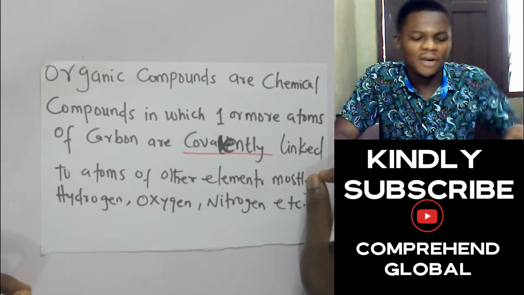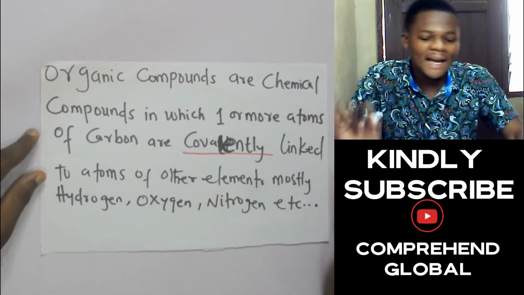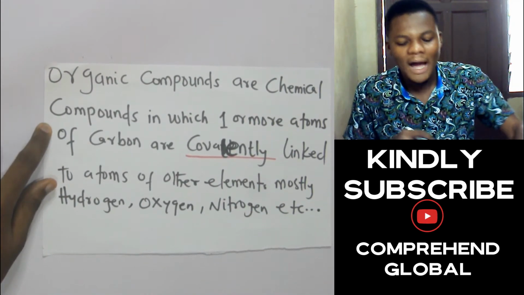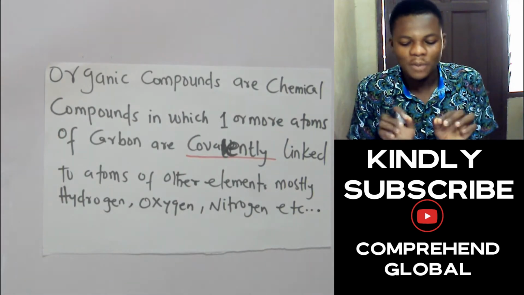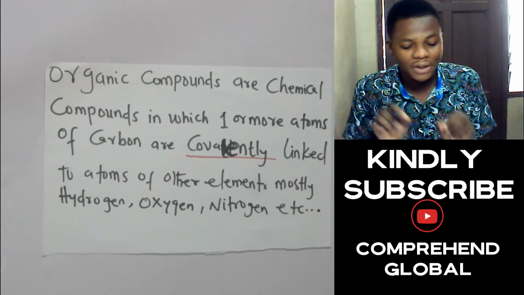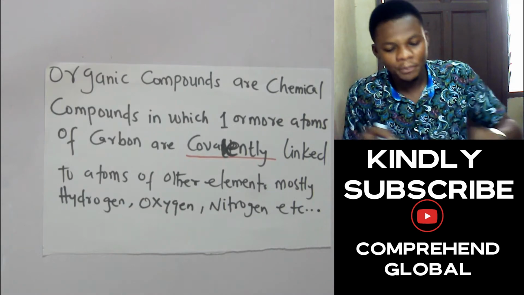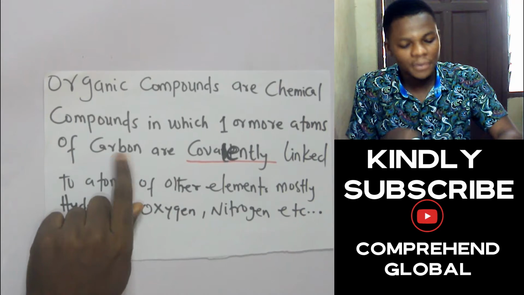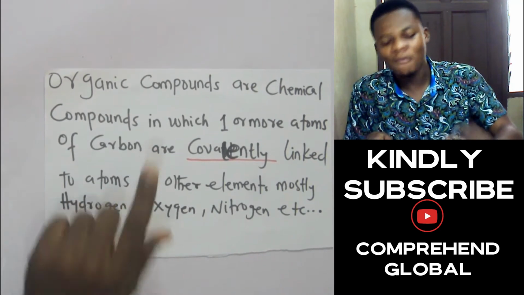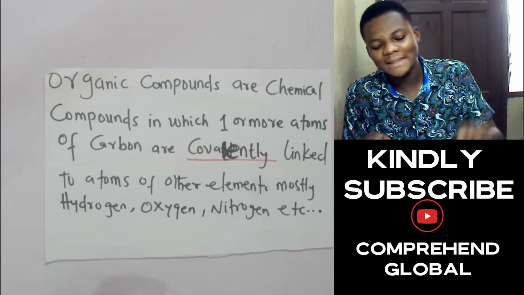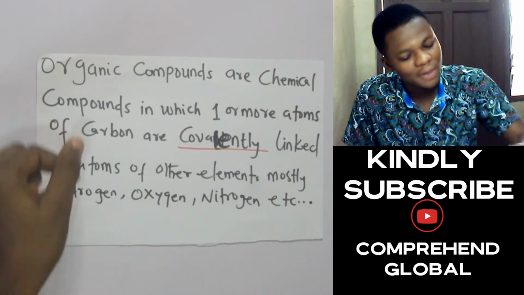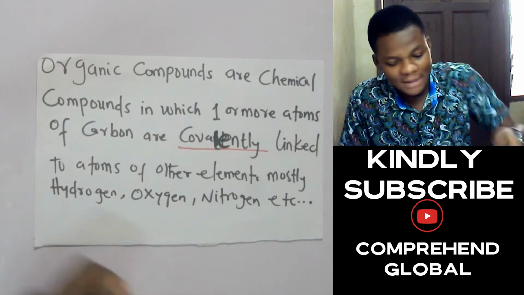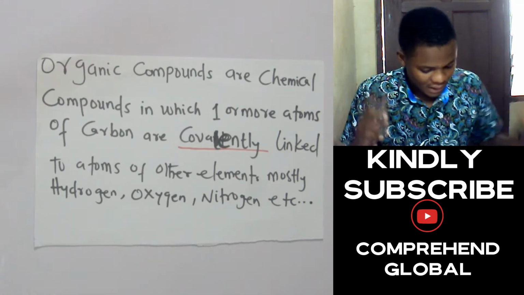So how do I define organic compounds? Organic compounds are chemical compounds in which one or more atoms of carbon are covalently linked to atoms of other elements, mostly hydrogen, oxygen, nitrogen, and so on. It can be one carbon, two carbons, three carbons, four carbons, and they are covalently linked to atoms of other elements such as hydrogen. So the first carbon can be linked with a hydrogen, maybe the second with an oxygen, the same with a nitrogen, and so on.